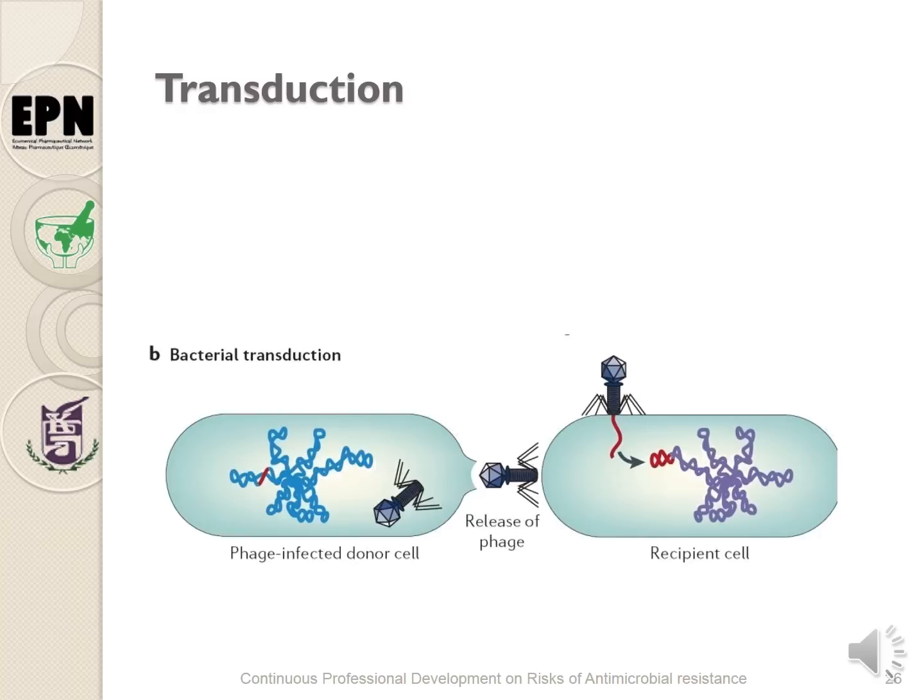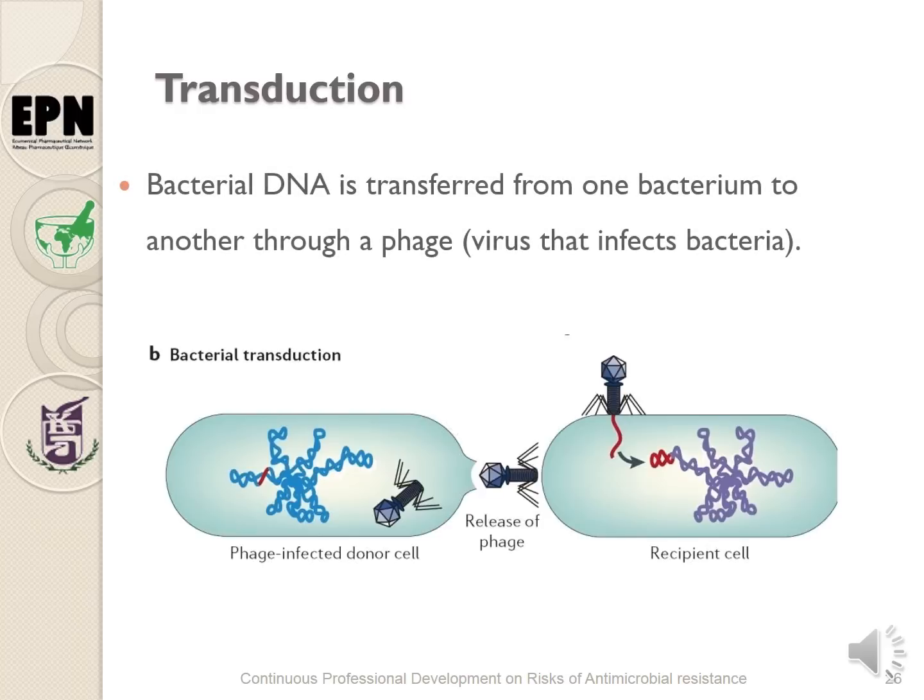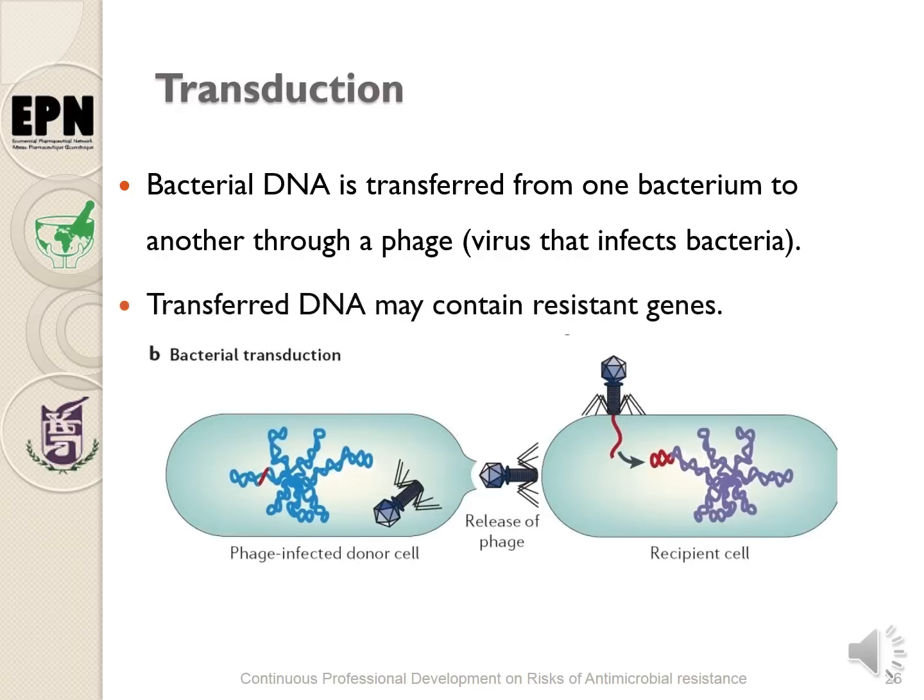For transduction, bacterial DNA is transferred from one bacterium to another inside a virus that potentially infects bacteria. And these viruses are referred to as bacteriophages or phage. And the DNA that's transferred from one bacterium into another may contain resistant genes.